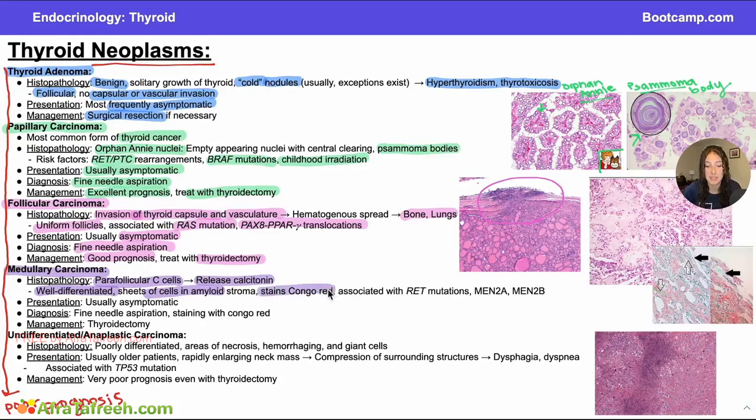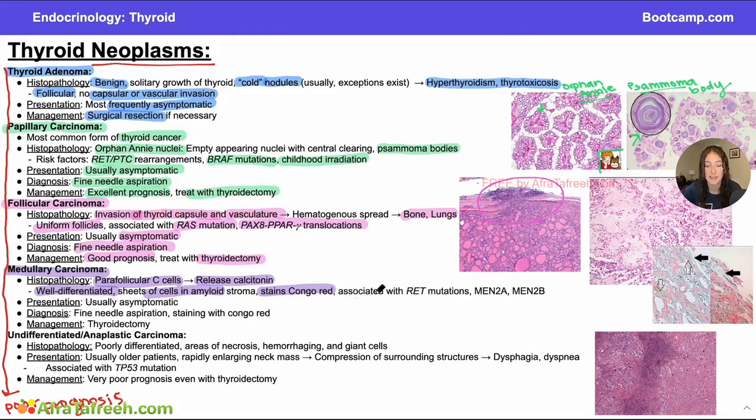This amyloid stains with Congo red. That's a common pattern that you'll see for histopathology. When we are trying to stain amyloid, we'll usually use this Congo red stain. And Congo red, even though it's called the Congo red stain, has apple green birefringence, so directly the opposite, so keep that in mind.